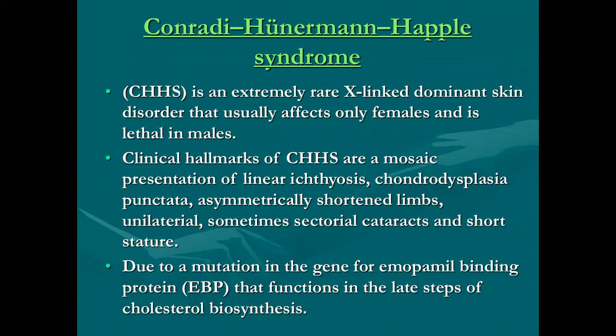Clinical hallmarks of Conradi-Hünermann-Happle syndrome are the mosaic presentation of linear ichthyoses, chondrodysplasia punctata, asymmetrical shortened limbs, unilateral and sometimes sectorial cataract, and short stature. It is due to mutation in the gene for the EBP, emopamil binding protein, that functions in the late steps of cholesterol biosynthesis.